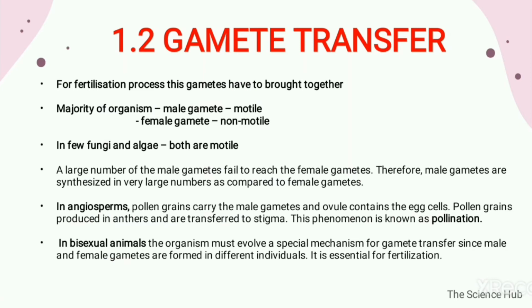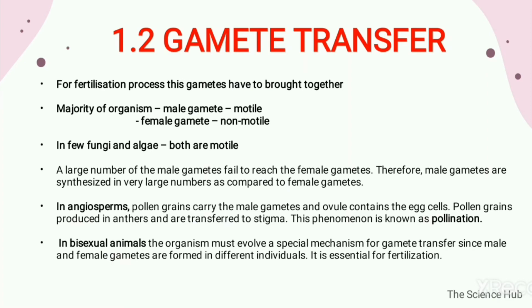Now, gamete transfer. For fertilization process, these gametes have to be brought together. In majority of organisms, male gametes are motile, female gametes are non-motile. In few fungi and algae, both are motile. A large number of male gametes fail to reach the female gametes. Therefore, male gametes are synthesized in very large numbers as compared to female gametes. In angiosperms, pollen grains carry the male gametes and ovule contains the egg cells.